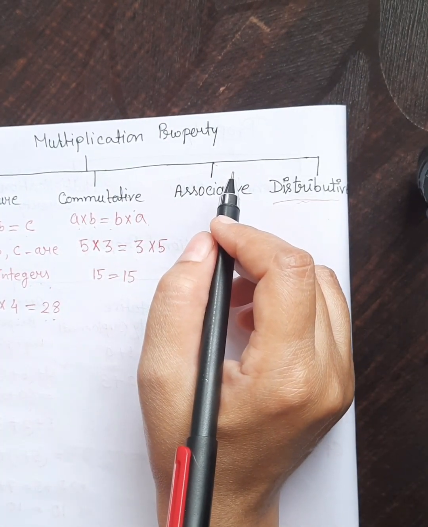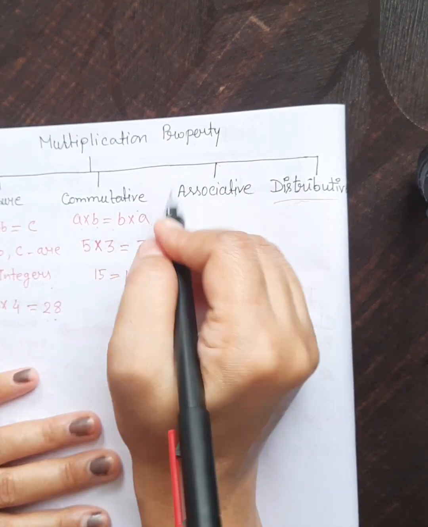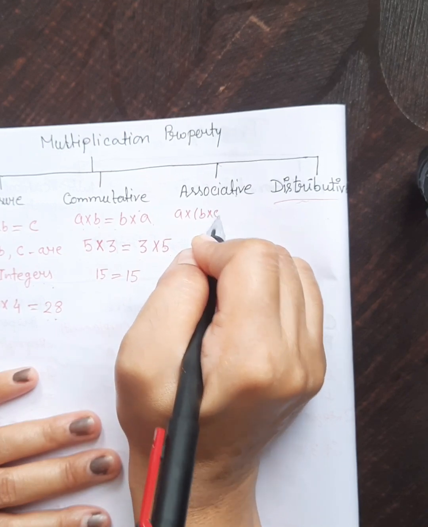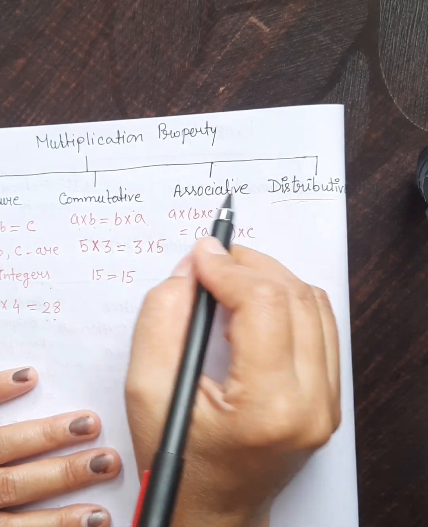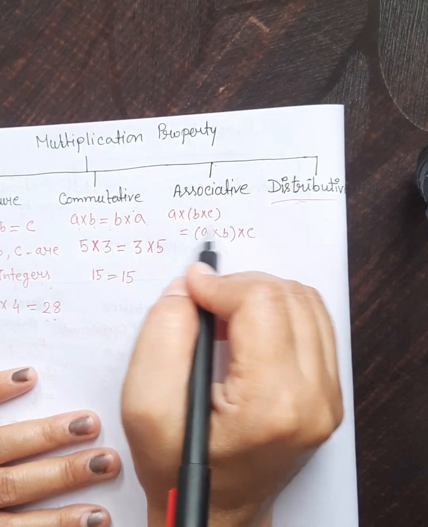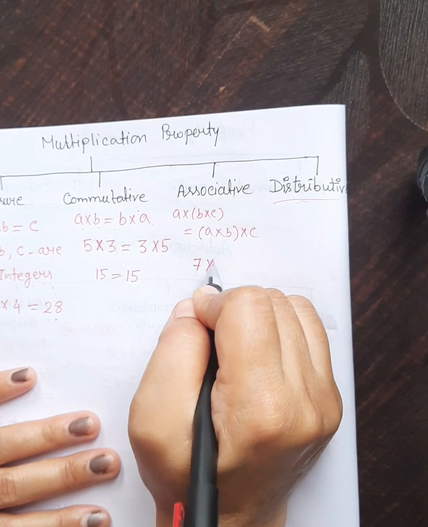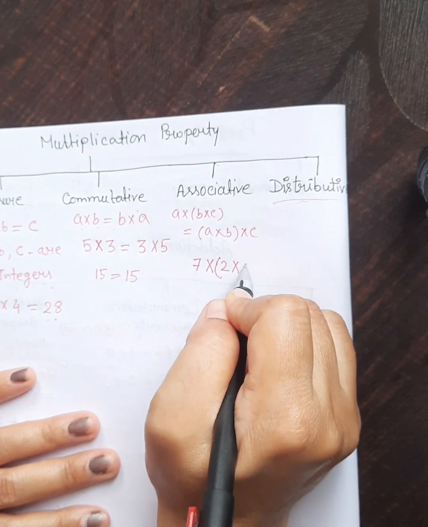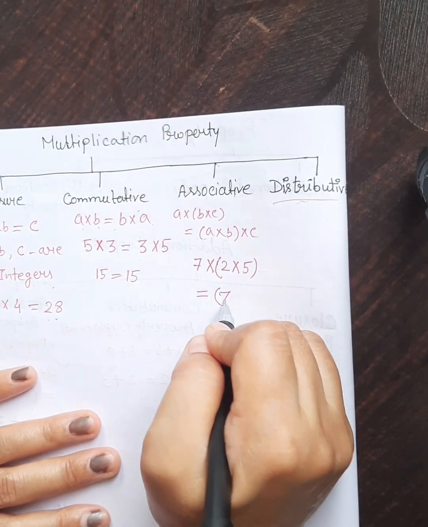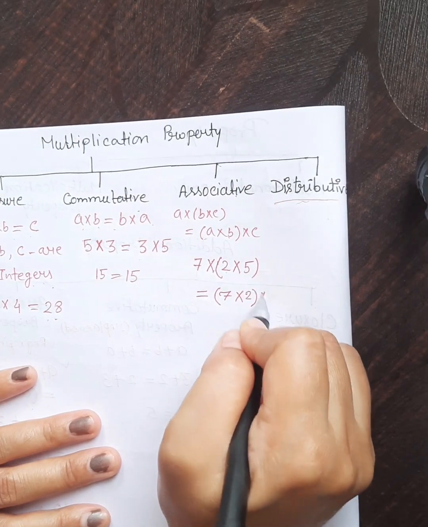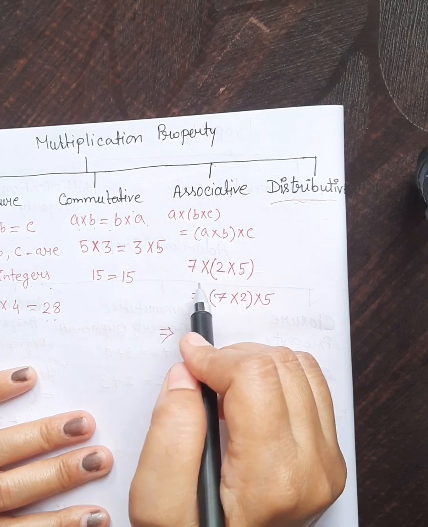Associative means regrouping. Here are 3 integers we can use. So A into B into C equals, we can write A into (B into C). Regrouping. We can regroup these 3 integers. For example, 7 into 2 into 5 equals, we can write A into B into C. A means 7, B means 2, C means 5. That means, let's check whether it is satisfied or not.